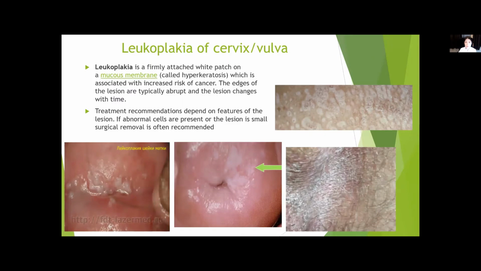Leukoplakia of the cervix and vulva. Leukoplakia is a firmly attached patch on a mucous membrane, which is associated with increased risk of cancer. The edges of the lesion are typically abrupt, and the lesion changes with time. Treatment recommendations depend on the features of the lesion. If abnormal cells are present or the lesion is small, surgical removal is often recommended.